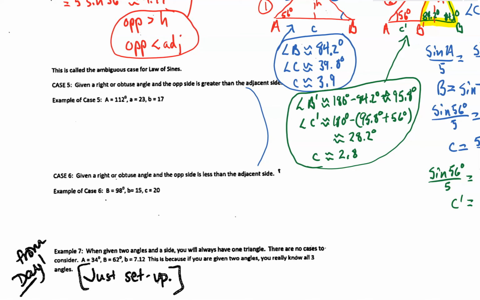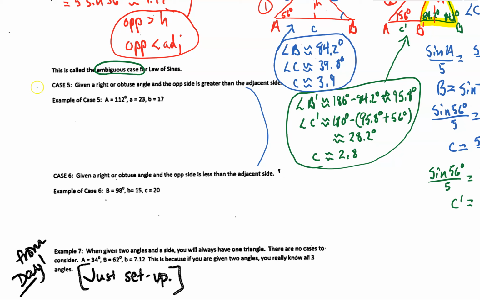All right, these last two parts. These last two cases, case 5 and case 6, are what we call the ambiguous cases. They are the ambiguous cases for law of sines. And it says for the first one, given a right or an obtuse angle and the opposite side is greater than the adjacent side. So we're already saying this is an obtuse triangle.